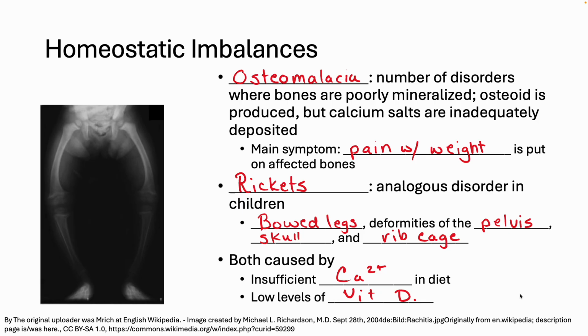Rickets is analogous to osteomalacia, except it happens in children and can result in deformities since the legs are still growing. So you can have bowed legs, deformities of the pelvis, skull, and rib cage. As I mentioned before, insufficient calcium can contribute to this, but a bigger risk factor is vitamin D.